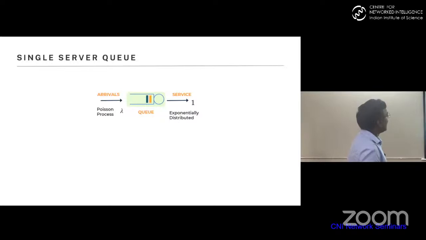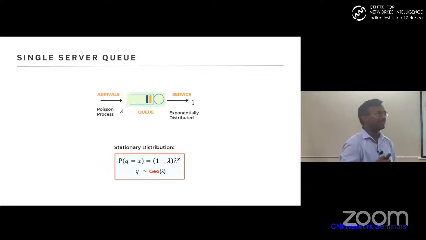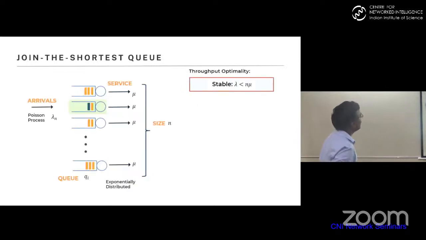And if I want to understand the performance of the system, the first question I ask is what is the stationary distribution? And it's very easy to calculate in this particular example, and the answer is it is geometric. And once I know the stationary distribution, I can figure out what the mean queue length is, mean delay, all kinds of things. Okay, very good.